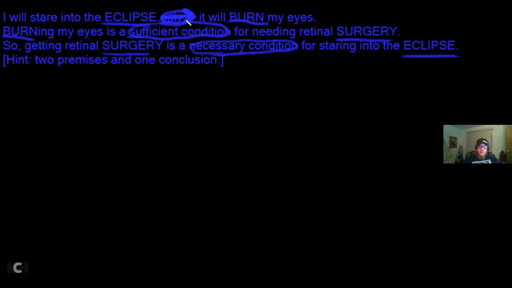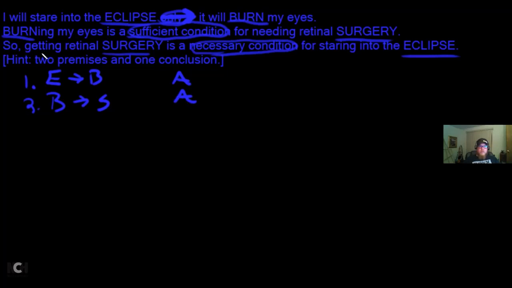I will stare into the eclipse only if it burns my eyes. That means E, arrow, B. Line 1. E, arrow, B. Assumption number 1. Okay, period. Line number 2. Burning my eyes is a sufficient condition for needing retinal surgery. Sufficient conditions go on the left side of an arrow, which means line 2 is going to be an arrow. What's the sufficient condition? Burning my eyes is the sufficient condition. For what? Needing retinal surgery. Assumption number 2.